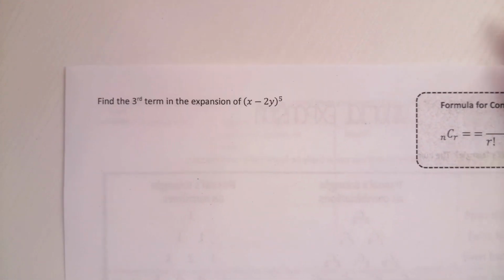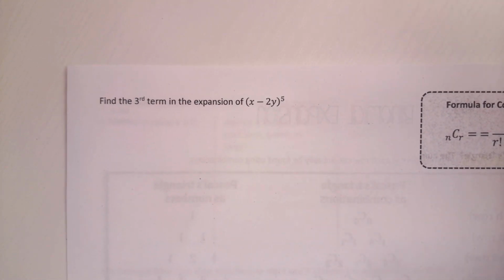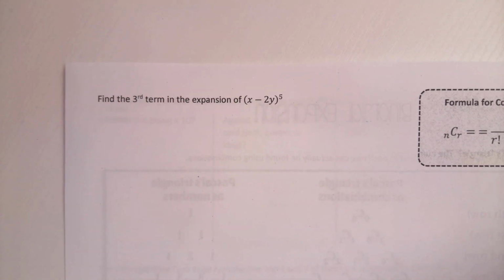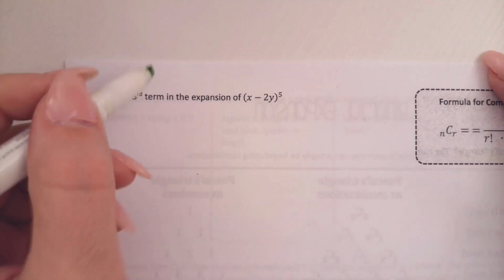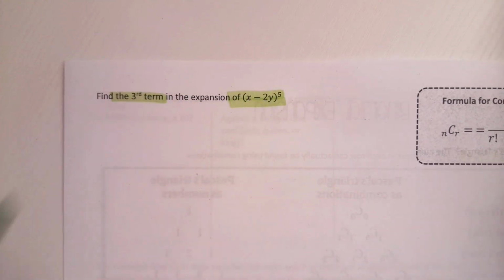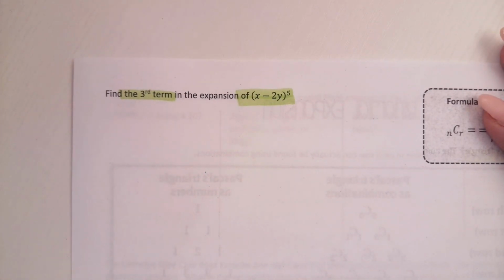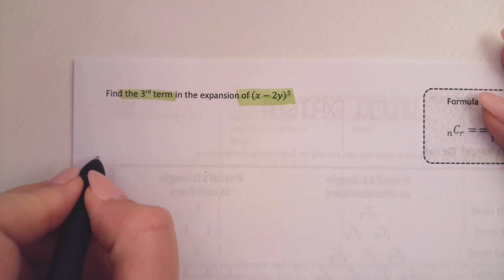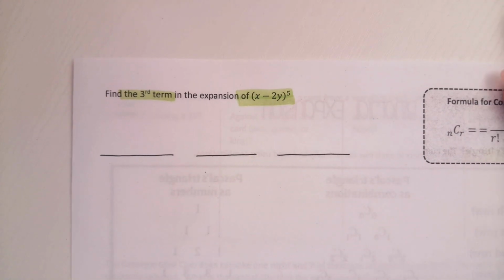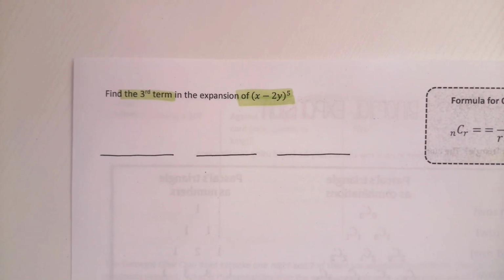Okay, this one says to find the 3rd term. We want to find the 3rd term, just the 3rd term, who cares about all the others, in the expansion of x minus 2y to the 5th. And we're going to try and do that using combinations. So since this is the 3rd term, I'm literally going to write out 3 blanks to write in. I don't care about the 4th, 5th, 6th, 7th, however many others there are. I just care about getting to that 3rd term.